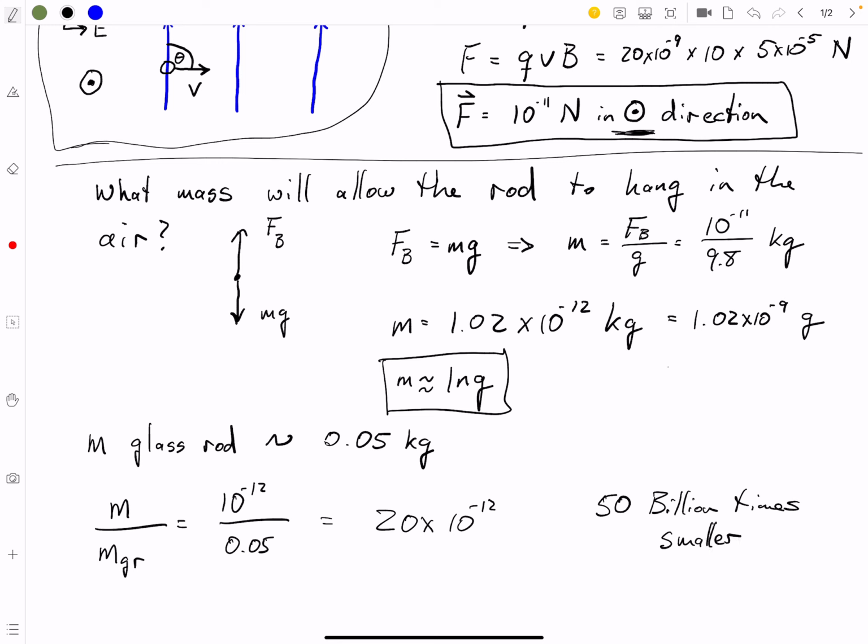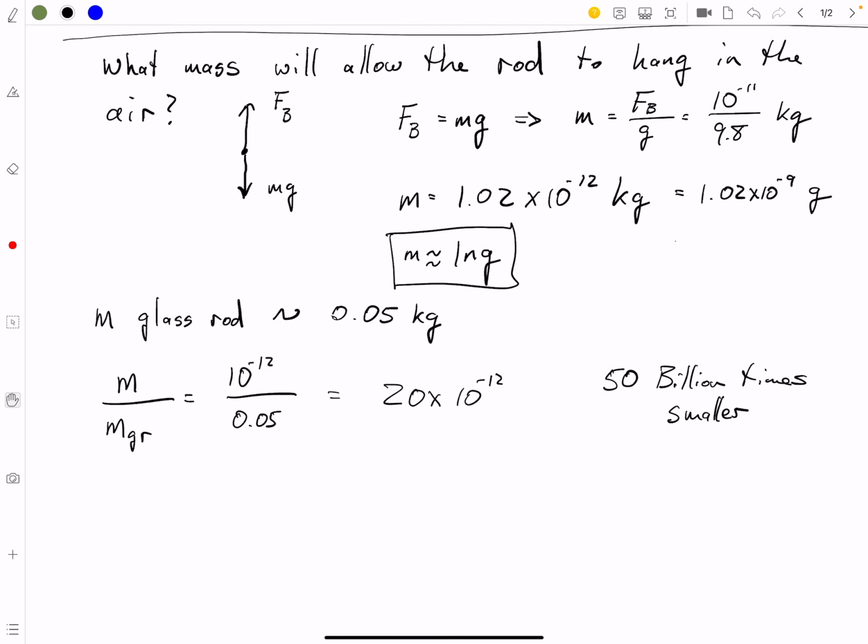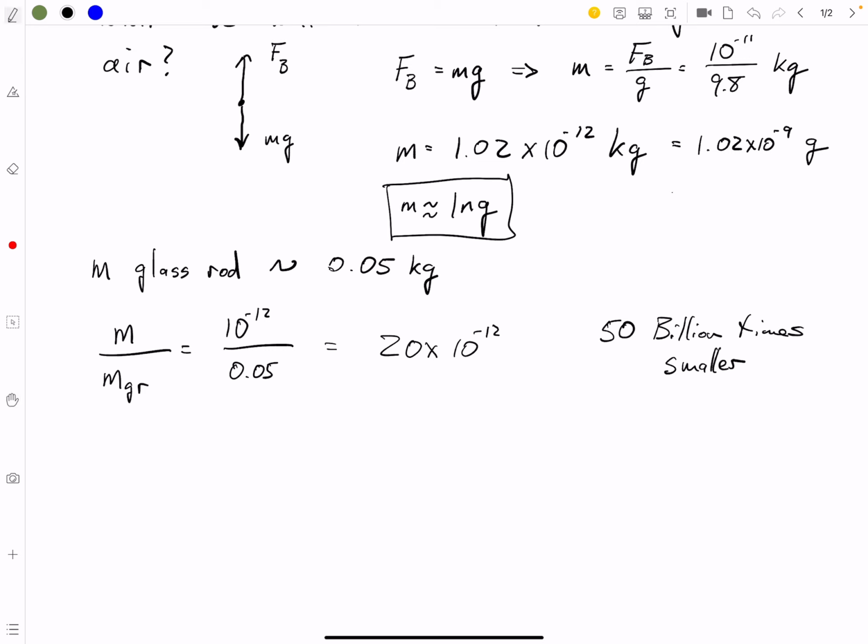So you just wouldn't see any lift to the glass rod. But if you had a glass rod 50 billion times smaller with the same amount of charge, you could throw it and it would hang in the air like a curveball in baseball. Okay, so, good.